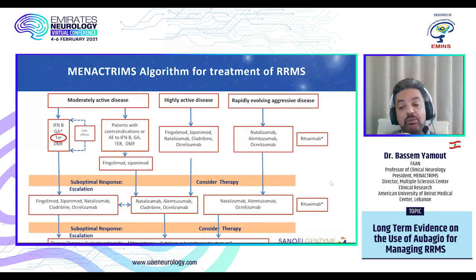Finally, our Minectrims guidelines, we published an update early in the 2020. And because of all these data, the moderate efficacy, the very good safety, the fact that it's an immunomodulator, not an immunosuppressor, and the fact that it's highly well tolerated by patients, this is why teriflunomide in our Minectrims guideline is used as a first line.